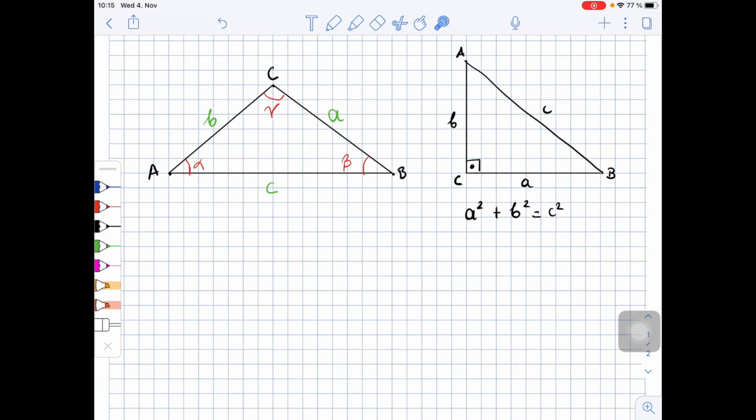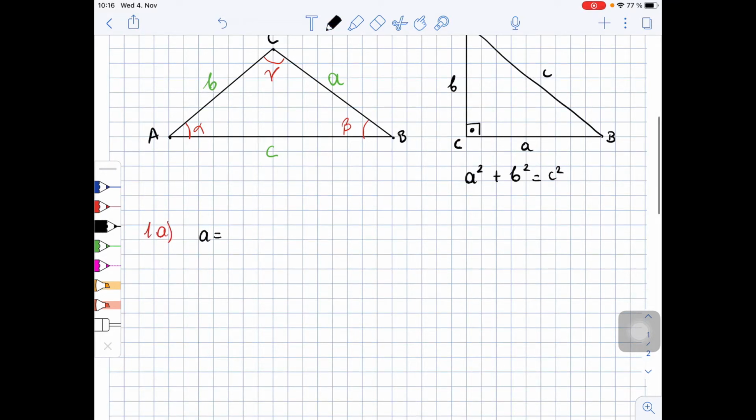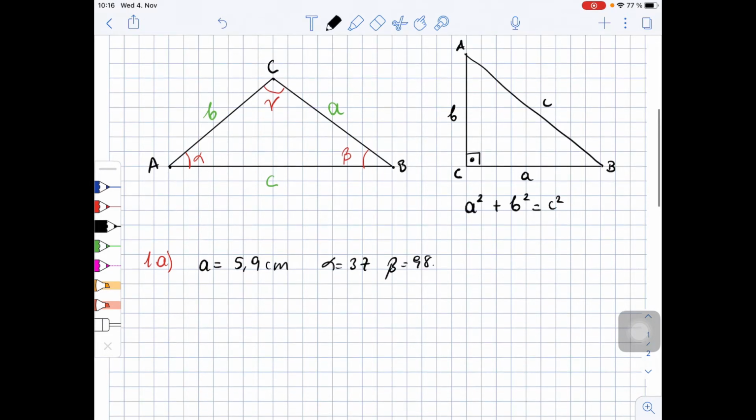Okay, let's move on to the questions. Question number 1a. We need to decide when we are going to use the Sinussatz and when we are going to use the Kosinussatz. So, question 1a. It says a is equal to 5.9 centimeters, alpha is 37, and beta is 98. It says: berechne jeweils die fehlenden Größen des allgemeinen Dreiecks. Okay, let's find all the other values.